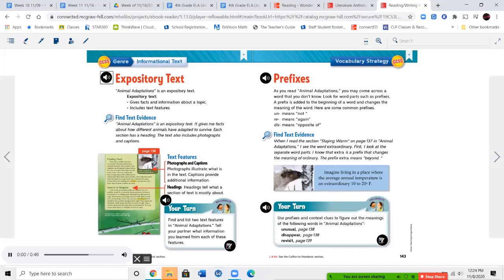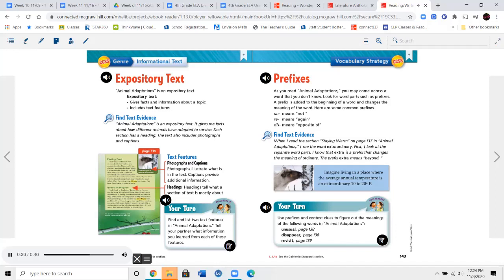Expository text. Animal Adaptations is an expository text. Expository text gives facts and information about a topic and includes text features. Find text evidence. Animal Adaptations is an expository text. It gives me facts about how different animals have adapted to survive. Each section has a heading. The text also includes photographs and captions.